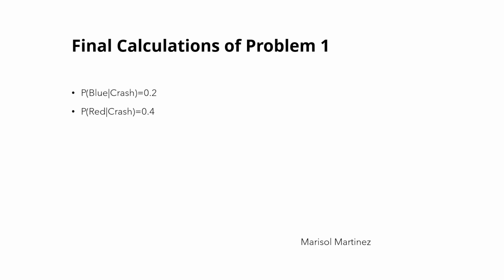Building off of what Trinity said in the last slide, she very clearly explained and showed us how to calculate problem 1. But just to reiterate, the final calculations of problem 1 would be: given that there was a crash, the probability that the vehicle was blue is 0.2, and given that there was a crash, the probability that the vehicle was red is 0.4. Thank you. Presented by Mauricio Martinez.